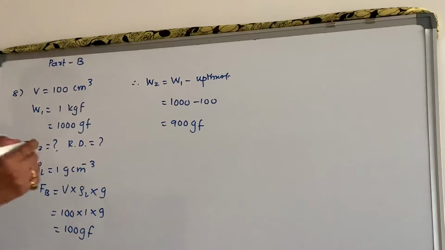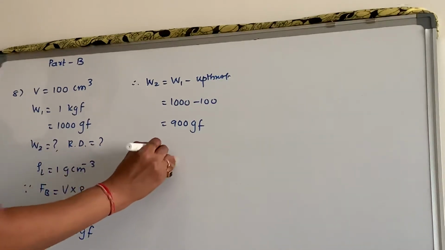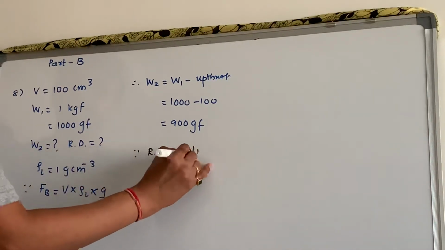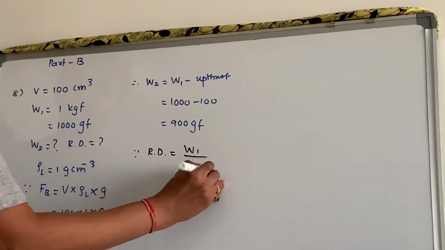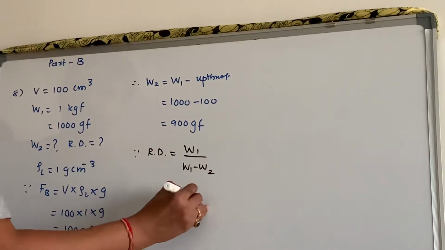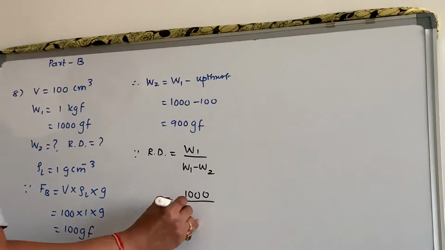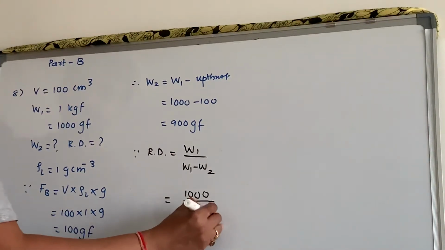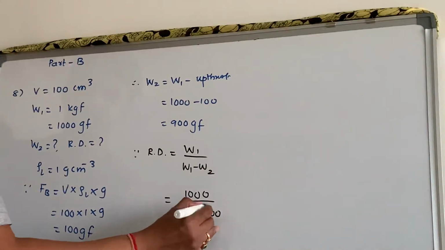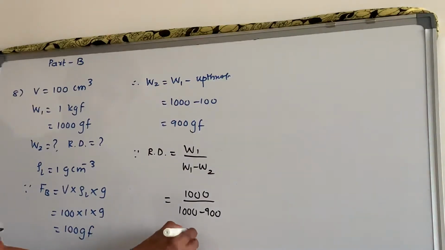Now, next is RD they want. So, since we have RD is equal to W1 upon W1 minus W2. So, this is your 1000. This is 1000 minus 100, like 900. That comes out to be 10. So RD will be 10. Right? This is about the 8th question.